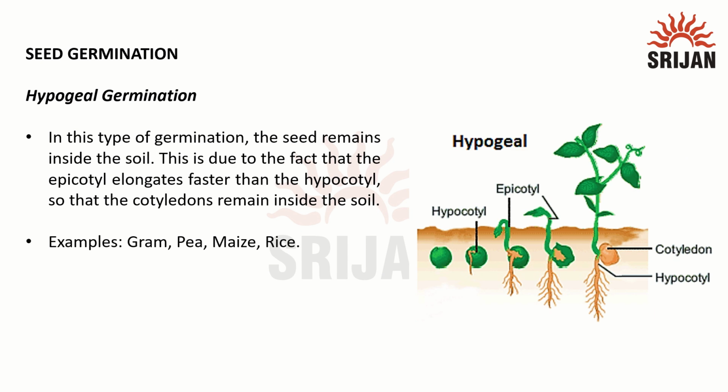Now the second type is the opposite, that is hypogeal. That means here the epicotyl will grow faster. So in this germination, the seed will remain inside the soil forever. This is because the epicotyl elongates faster than the hypocotyl. So the cotyledons need not appear above the soil. And examples include gram, pea, maize, rice, etc.